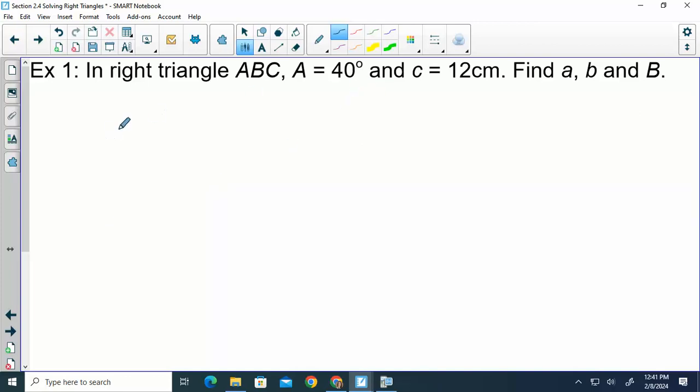If I were you, I would probably just draw the picture instead of trying to write the words. So we have right triangle ABC. And I've told you, if I don't tell you otherwise, your right angle is C.